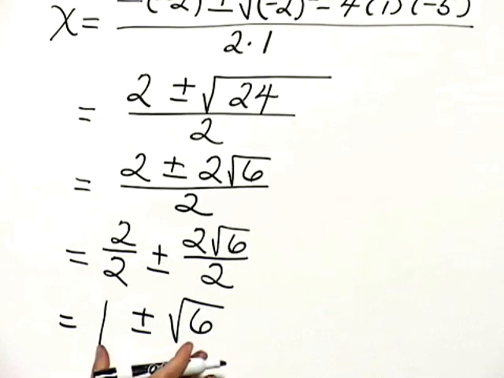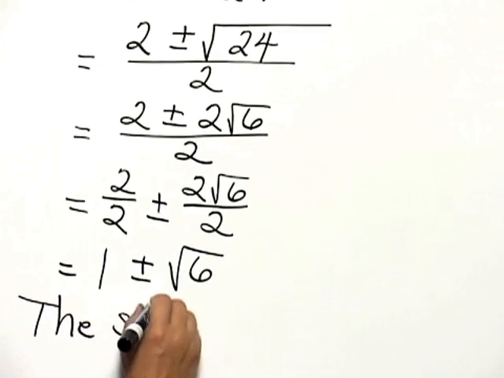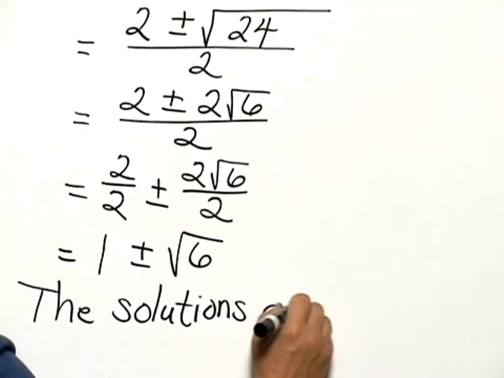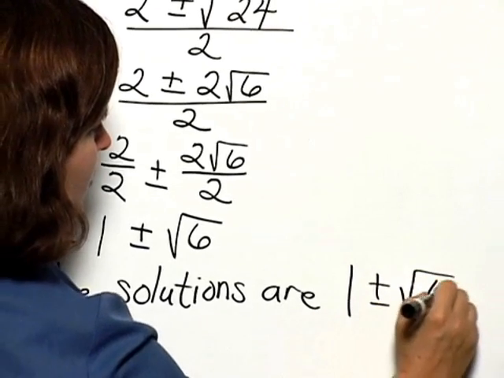Now remember that this represents two solutions, 1 plus the square root of 6 and 1 minus the square root of 6. So we can state that the solutions are 1 plus or minus the square root of 6.